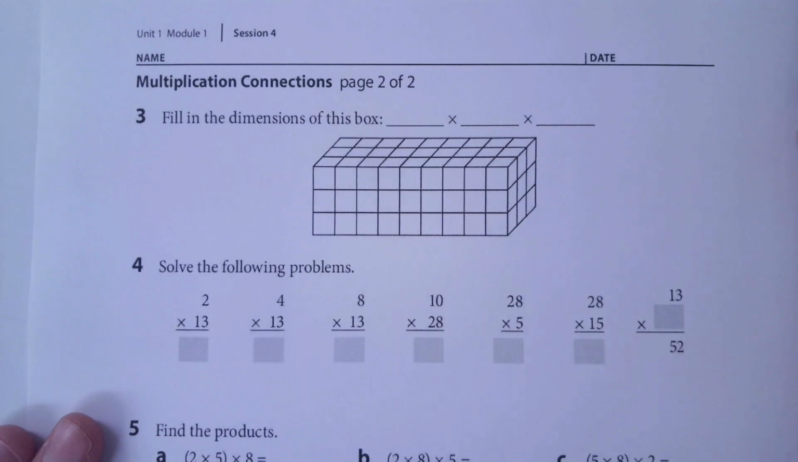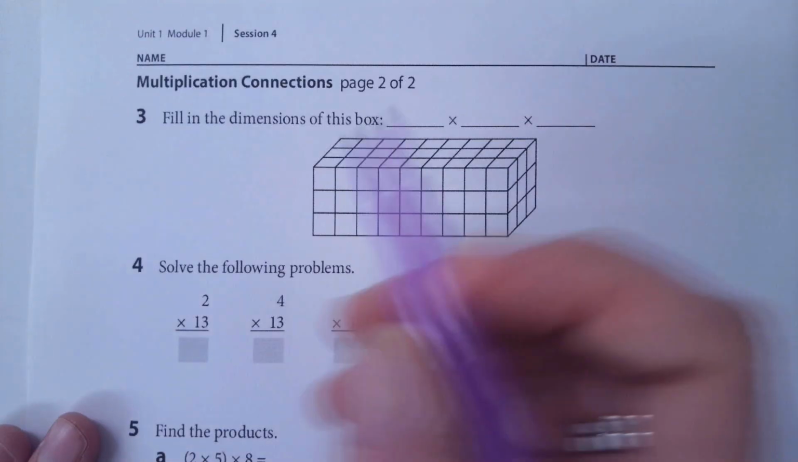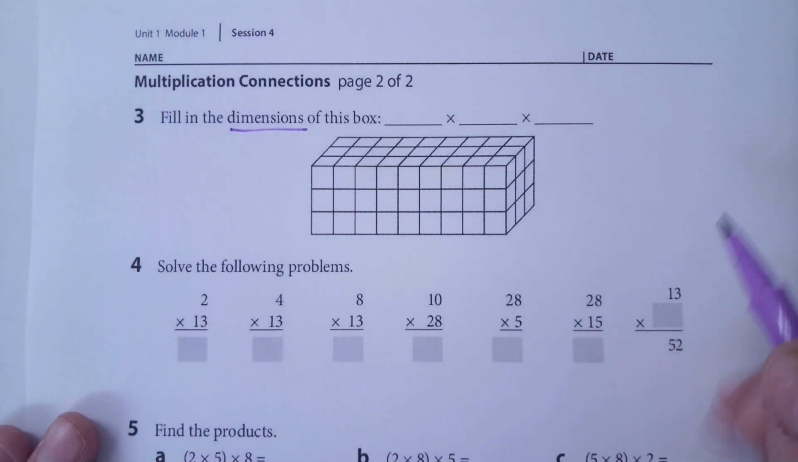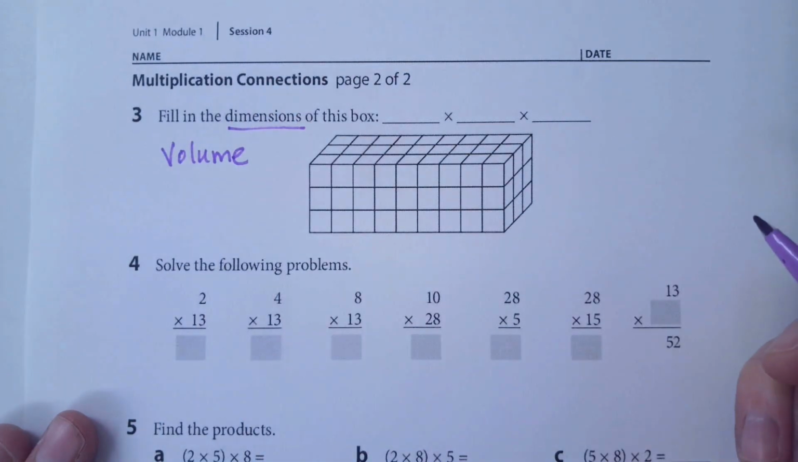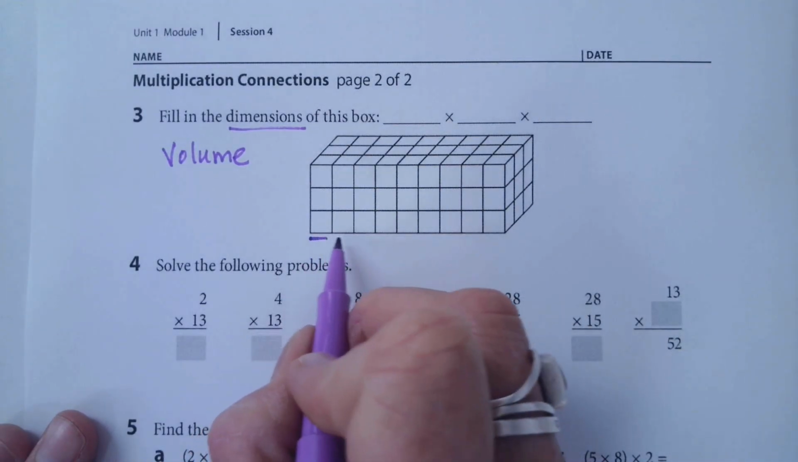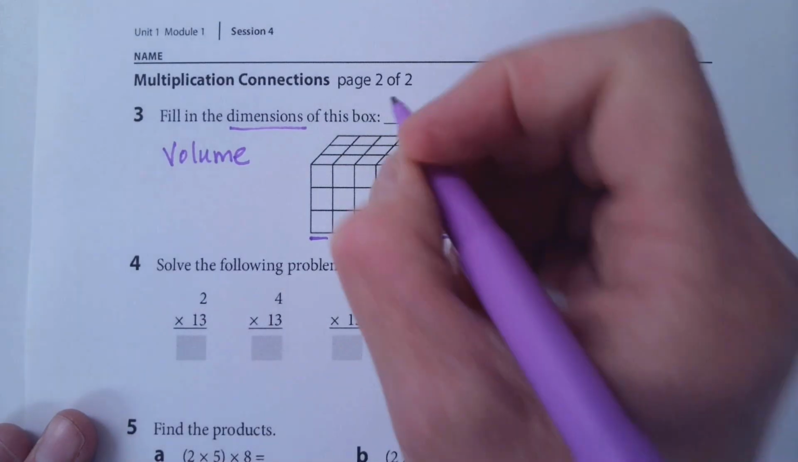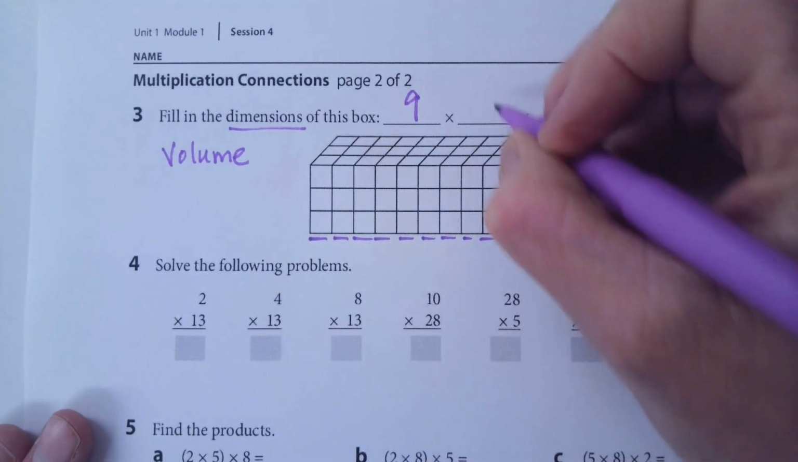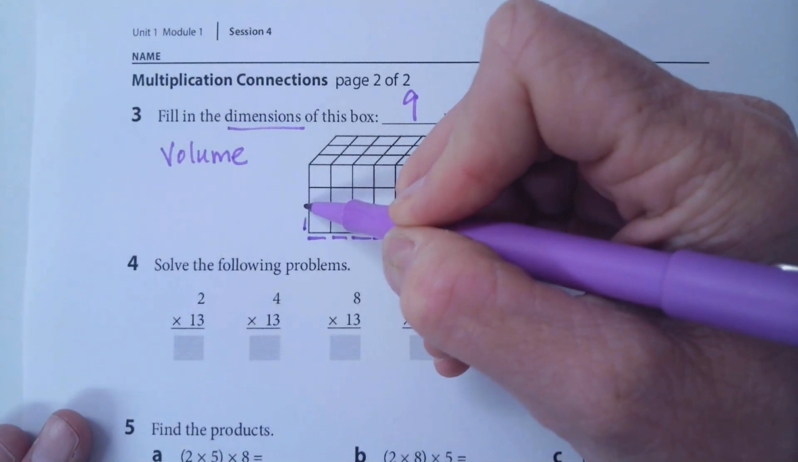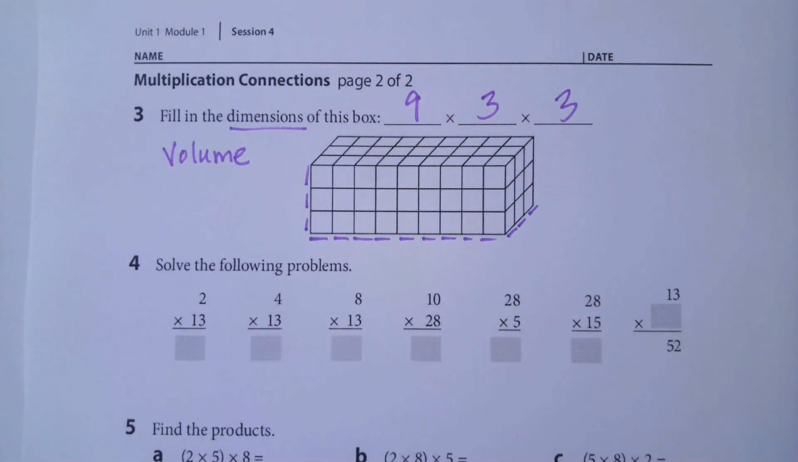Okay, let's look. This is a rectangular prism. It is a 3-dimensional figure. We want to fill in the dimensions. We know to find the volume, we multiply the 3 dimensions of the 3-dimensional figure. So base times width times height. So let's count these. 1, 2, 3, 4, 5, 6, 7, 8, 9. That's one of the dimensions. This one's kind of hard to see. 1, 2, 3. And 1, 2, 3 up the side. So we have 9 times 3 times 3.